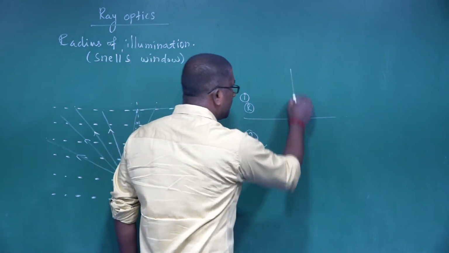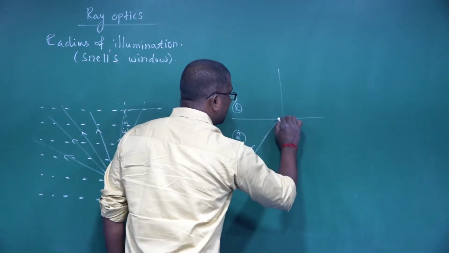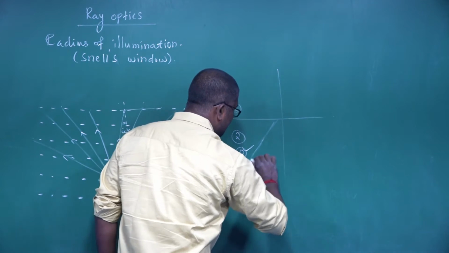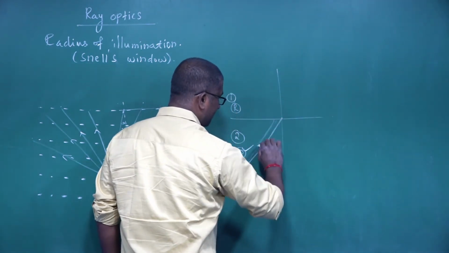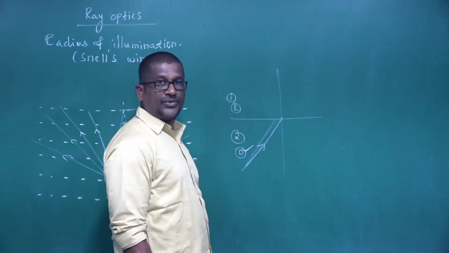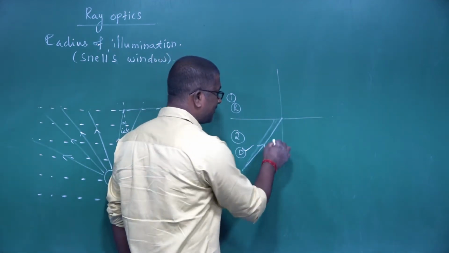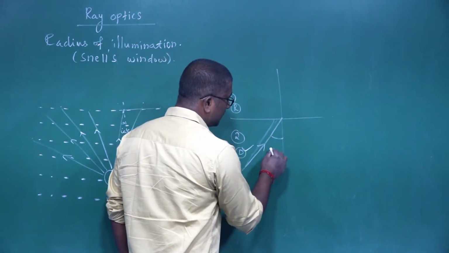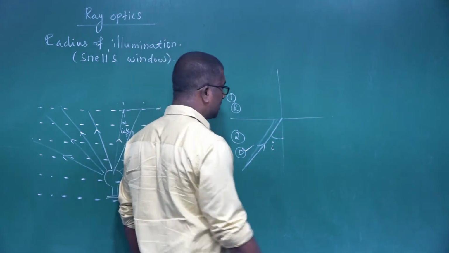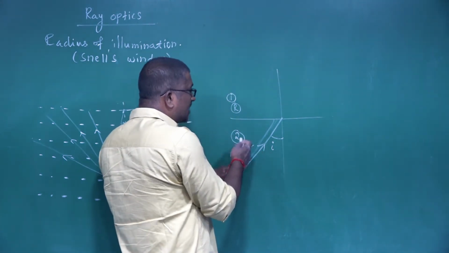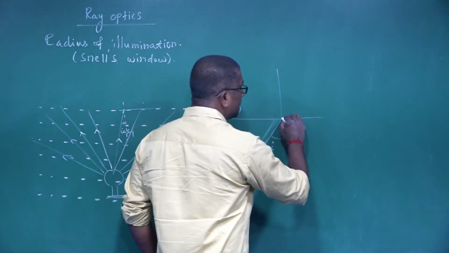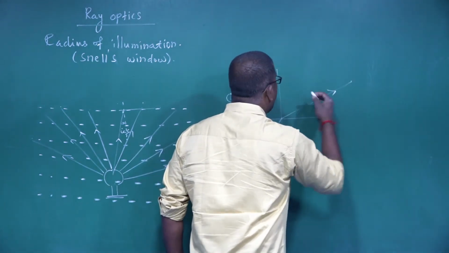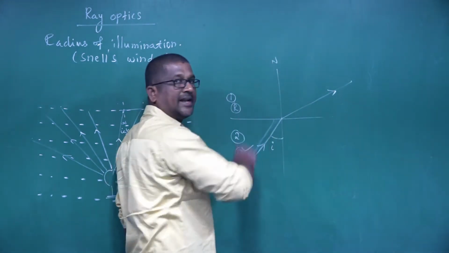Now a light ray travels in the denser medium and strikes the surface. Suppose this is the angle of incidence. When the light travels from denser medium to rarer medium, the ray of light is bent away from the normal line. So this is the normal line.